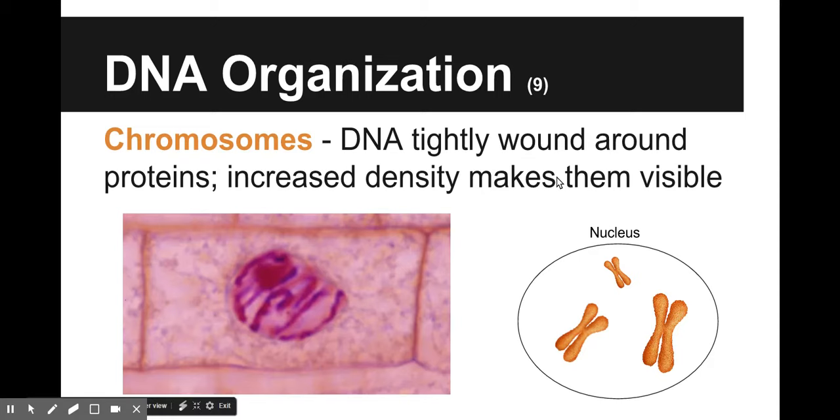So what you're going to do is jot down our definition. DNA tightly wound around proteins, and this density of winding them really tightly makes them visible, so we can see them under a microscope. And then you're going to copy down my nice sketch over here. Remember, you can pause at any time. I have my nuclear membrane, which is my line, and then I've just drawn my X shapes inside as my chromosomes.